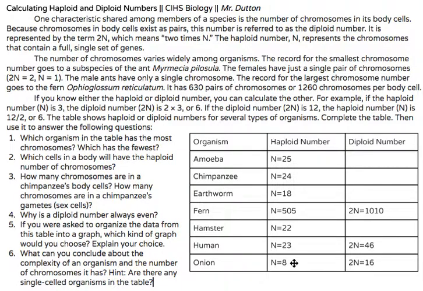The onion is a plant, of course, and it has way fewer chromosomes than anything else here. So this is kind of a trick question. There is no pattern. The conclusion about the complexity of an organism and the number of chromosomes it has is that there's no correspondence. There's no pattern. You can't tell by looking at the number of chromosomes that an organism has how complex it is. That's the bottom line.